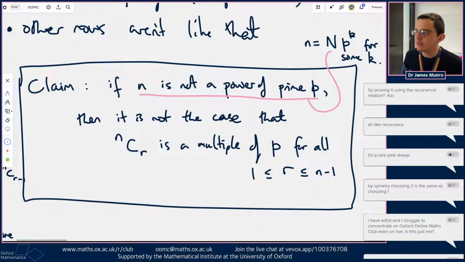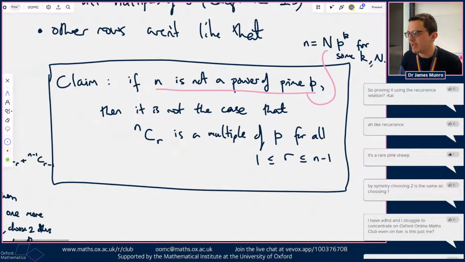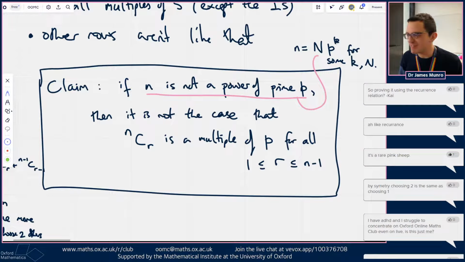Some k, and for some n. So I want to try and take out the multiples of p from n. I want to look at it. I want to say if it's not a power of a prime p, it might still be a multiple of p. It might be a multiple of p squared, but it's not going to be just a power of p. So there's going to be some bit over here where n is not a multiple of p.